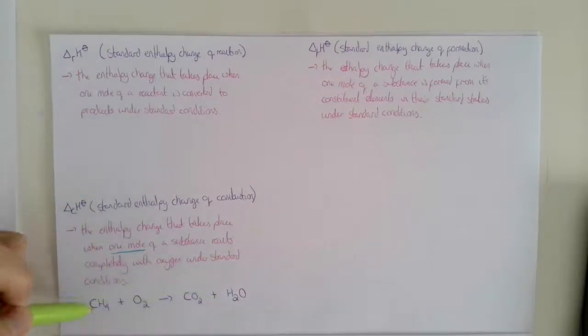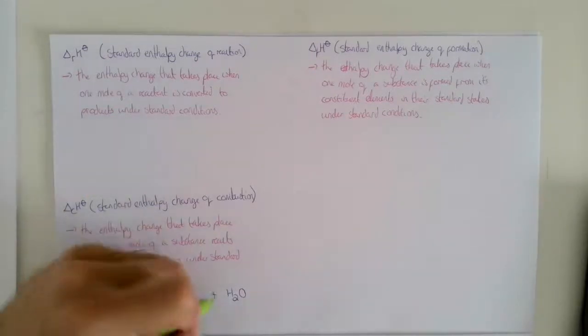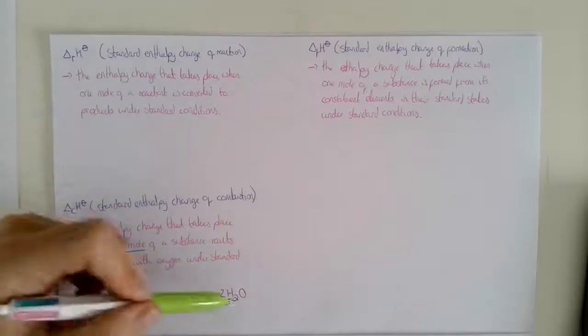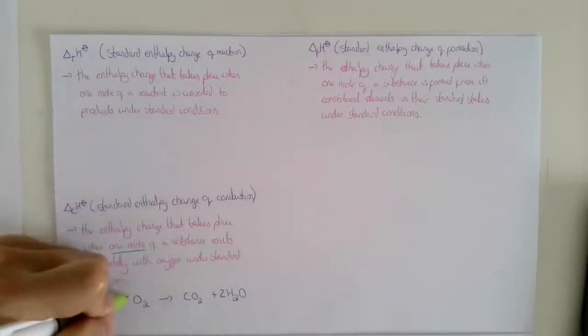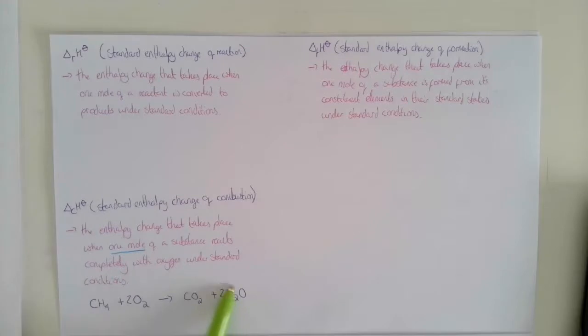And now I need to balance it, so I would need a 2 here, and then 1, 2, 3, 4, so I need a 2 here. So this equation now expresses the chemical change that takes place during the standard enthalpy change of combustion of methane, because we've got 1 mole of it, and it's reacting completely with oxygen to make my products.